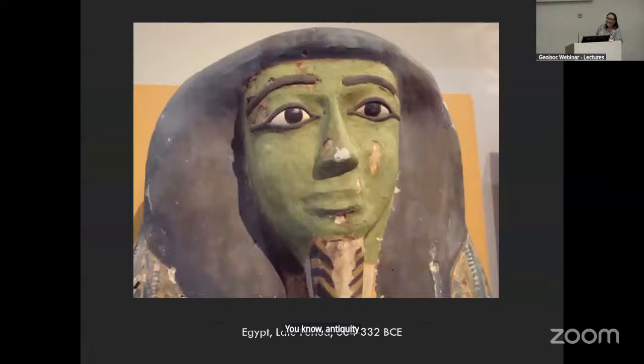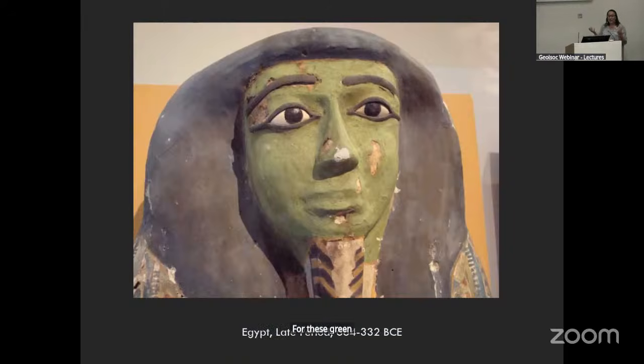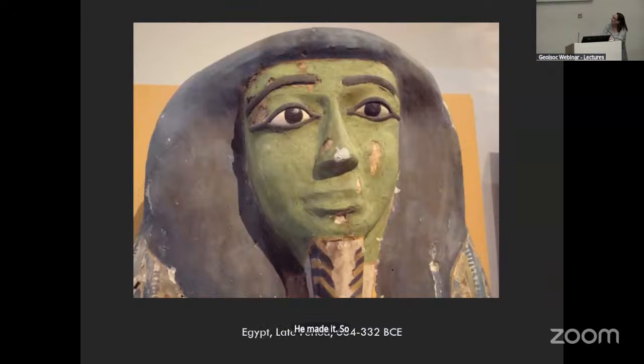Look at his little face. This is a so-called Late Period coffin, which is about the 6th century, so early Iron Age in Egypt, when there was a trend for these green faces, because green symbolised the afterlife in ancient Egypt. And so, if you've got a green face, you come back. And indeed, look at him, here he is, in the Ashmolean. 2,500 years later, he made it. So, yeah, and he's all painted up with malachite.